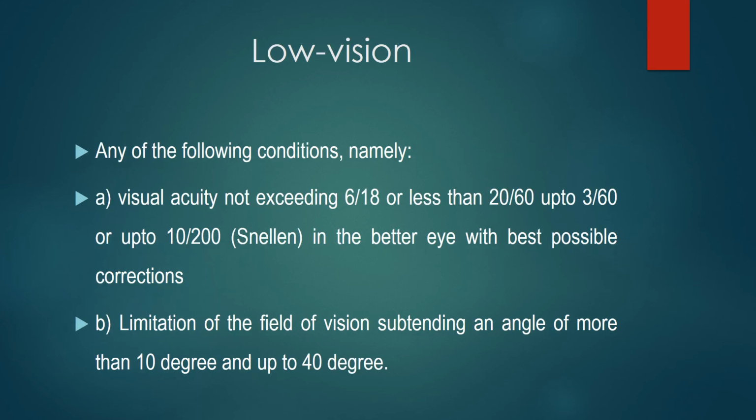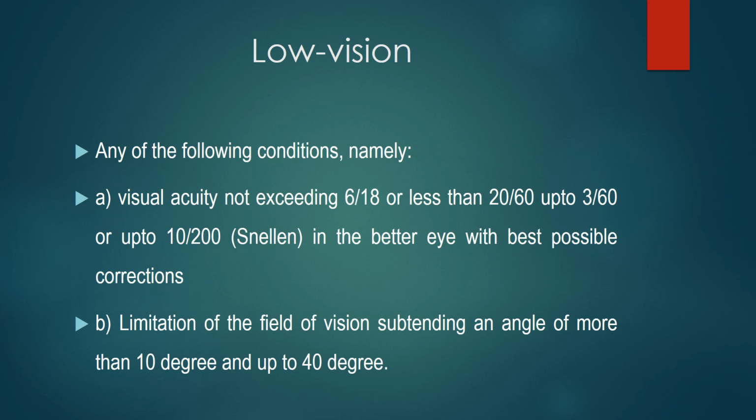Now the third, low vision. What is low vision? To define low vision, there are also conditions. There are two conditions. First one is the visual acuity not exceeding 6 by 18 or less than 20 by 60 up to 3 by 60 or up to 10 by 200 as per Snellen chart in the better eye with best possible correction.